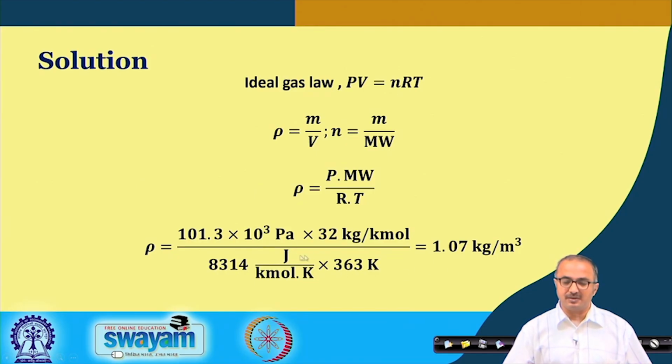With this, now we compute the values and we find the value of the density of oxygen at 90 degrees centigrade. Sorry, joule is Newton meter and Pascal is Newton per meter square. So, with Newton per meter square and Newton meter, the Newton gets cancelled and you get meter cube in the denominator, and that is how you get the density as kg per meter cube.